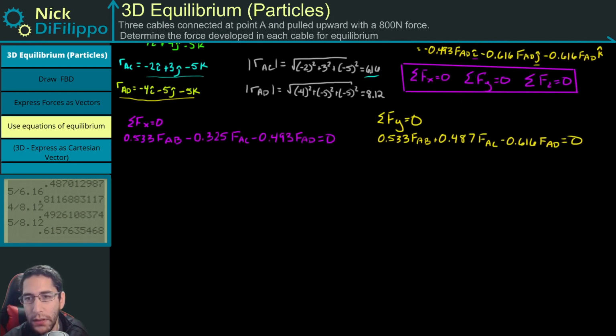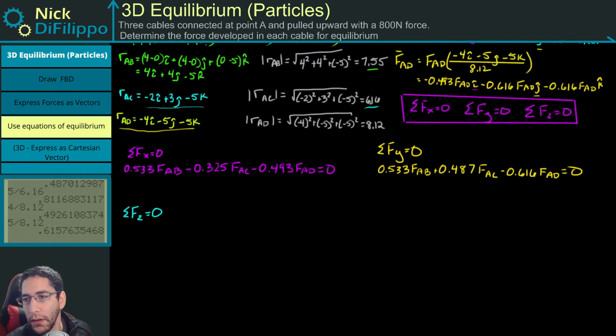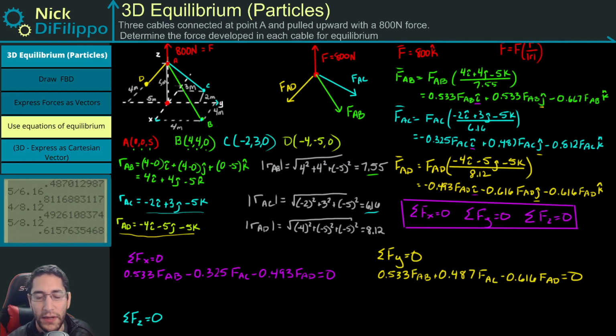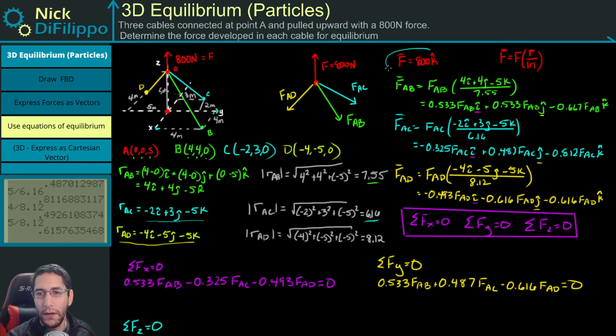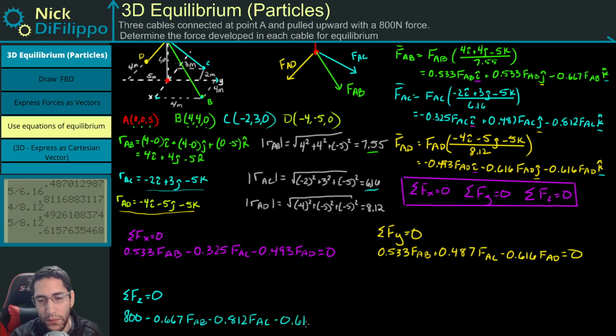I'm going to need more room. So I'm just going to drag this down, and I have the sum of the forces in the z equal to 0. So 800k, I have this force, this 800k force right here. That's going in the positive k. So I have 800, and then I have this. So they all have k terms, minus 0.667 FAB minus 0.812 FAC and minus 0.616 FAD. And this is equal to 0.